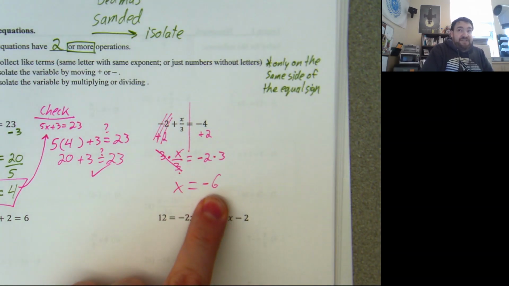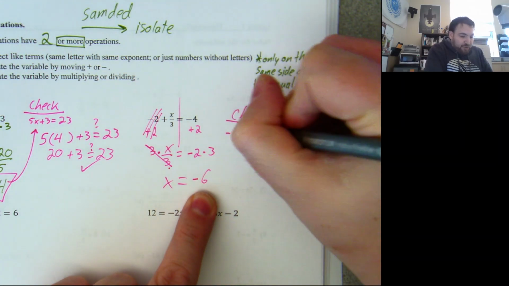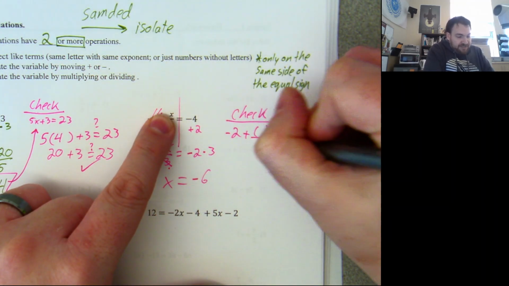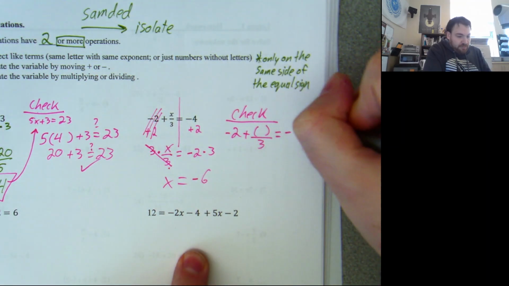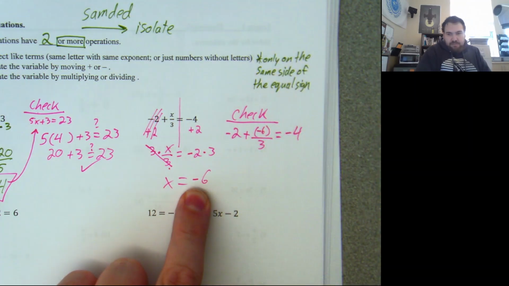So there is an alternate way to check your work. We can take our negative 6 here and plug it back in here. Here's the check. My original question was negative 2 plus. I'm going to replace my variable with a set of brackets. And I'm going to take the value that we got and plug it back into that set of brackets.